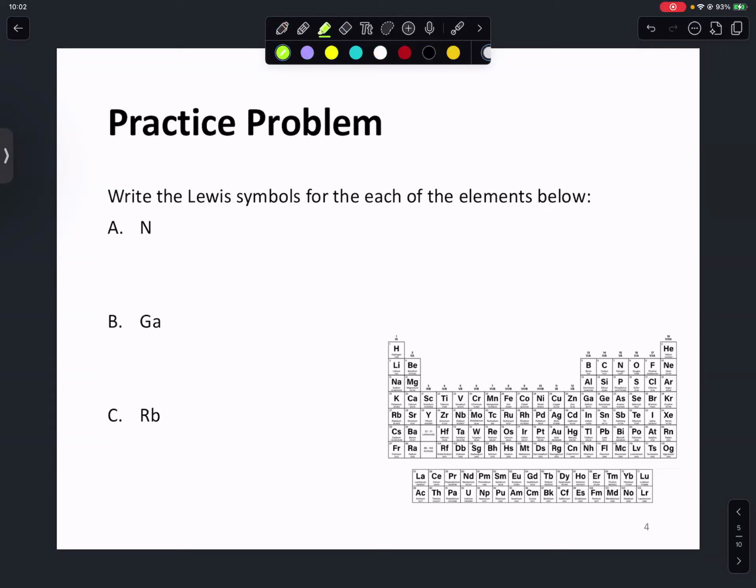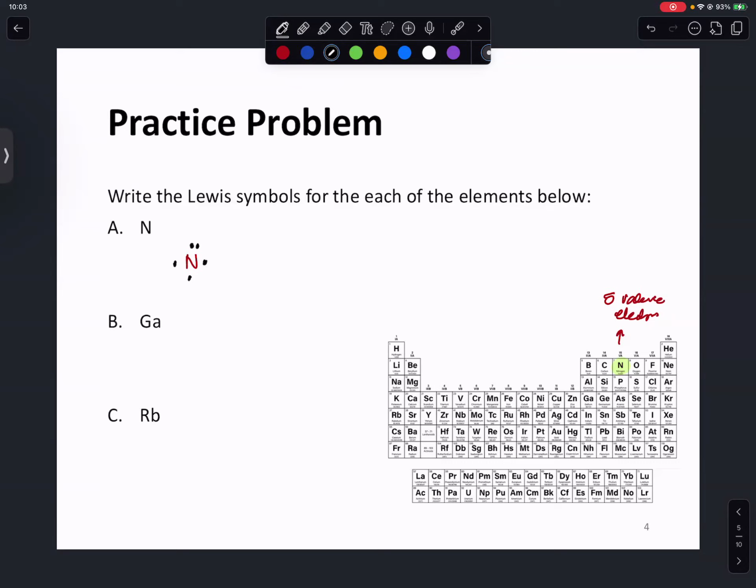Nitrogen is right here in group 15, so it has 5 valence electrons. We have here nitrogen, so it becomes 1, 2, 3, 4. We filled it to the maximum of 4, and then the 5th one is going to go here.